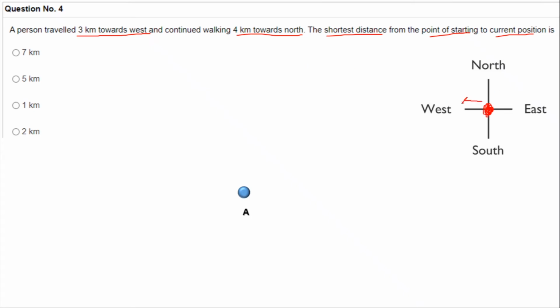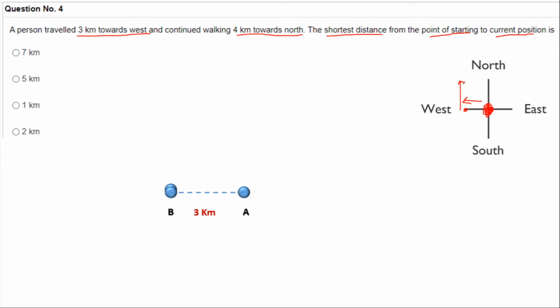So toward the west means now he is going to travel this direction, correct? So let us make him travel towards that direction, and that was actually 3 km, and he reaches the point B. Now he is somewhere here. Fine. Now he continued walking 4 km toward north. Now where is north? If you have to go north from here, he needs to move in this direction.